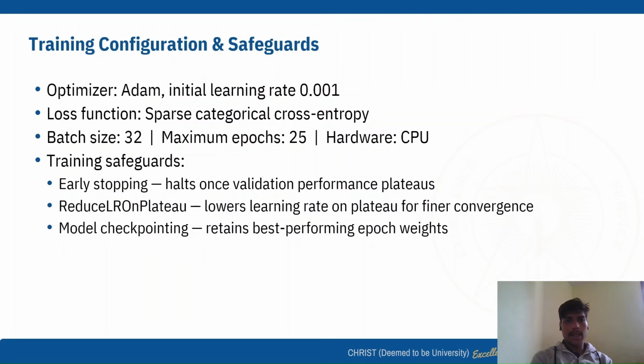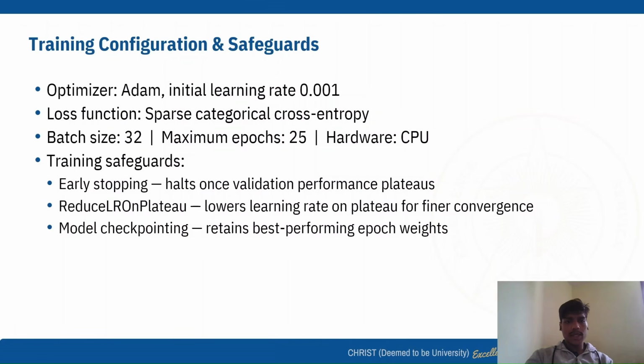Myself, Karan Bijapati, and I'll be doing the training configuration part. So in this, after finalizing the CNN architecture, we trained it using the training dataset and monitored its performance using the validation set. We used the Adam optimizer with a learning rate of 0.001. The loss function we have kept as sparse categorical cross entropy. We used a batch size of 32 with a maximum of 25 epochs since we are working on our own system, so we have kept the model compact. We also used early stopping and model checkpointing to prevent unnecessary training.